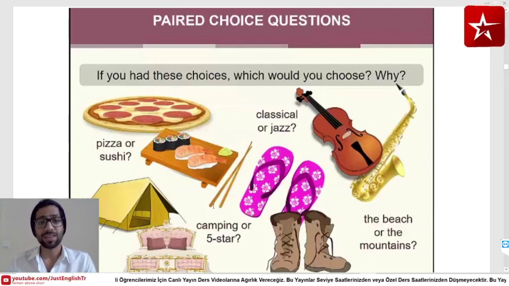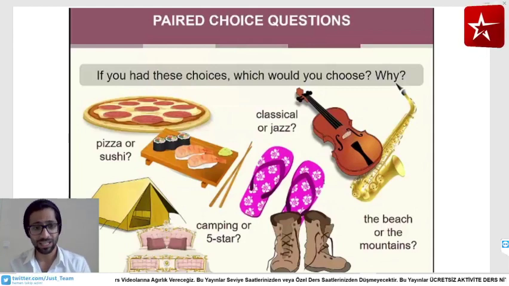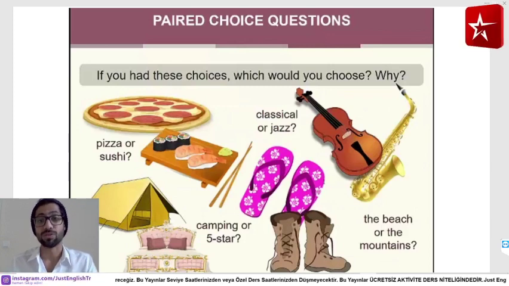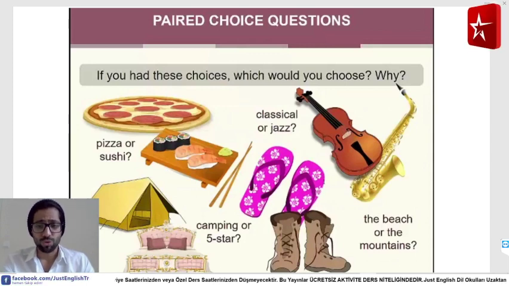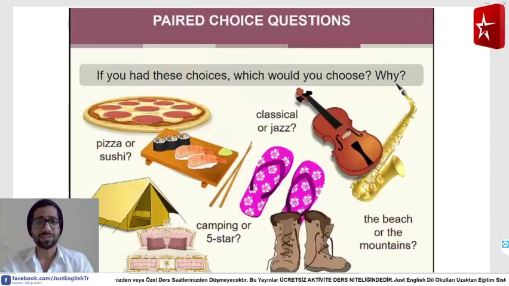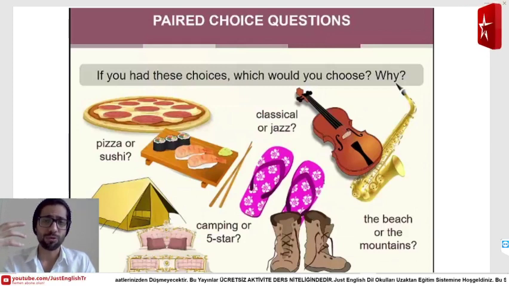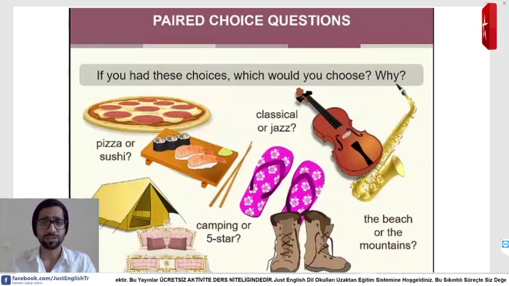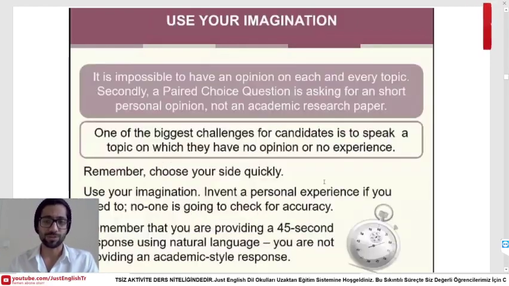So, if you had these choices, which would you choose and why? Classical or jazz? Camping or 5 star hotel? Sorry, pizza or sushi? The beach or the mountains? Now, whichever you would choose, be sure that you organize and make your answer reasonable. So as much as you make your answer reasonable, which means you're going to make it coherent, there will be understanding and there will be an order to your answer. Moving on.